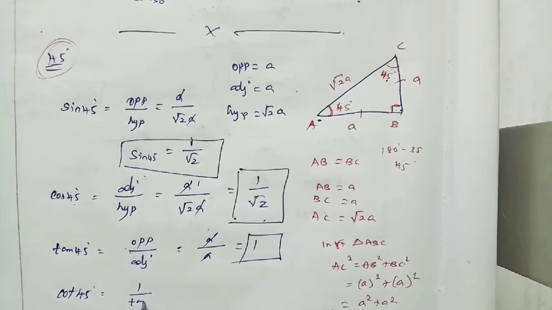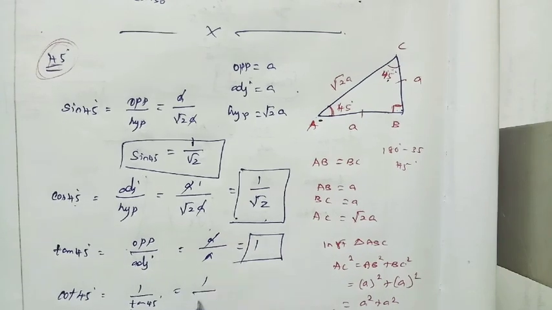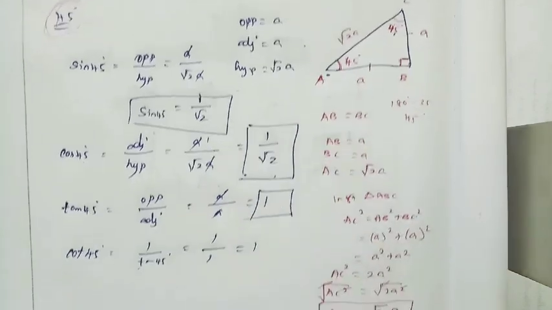Next, cot 45. Cot 45 is nothing but the reciprocal of tan 45, that is 1 by tan 45. Already we know the value of tan 45. That is 1 by 1, it is equal to 1.